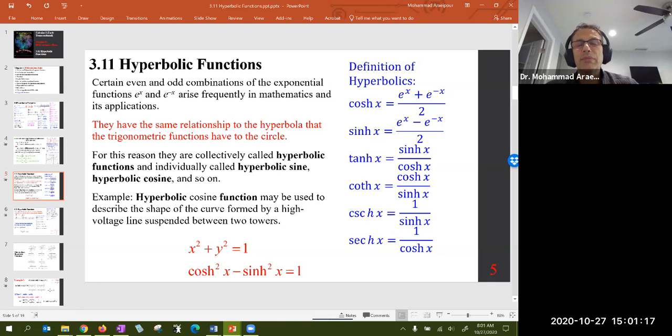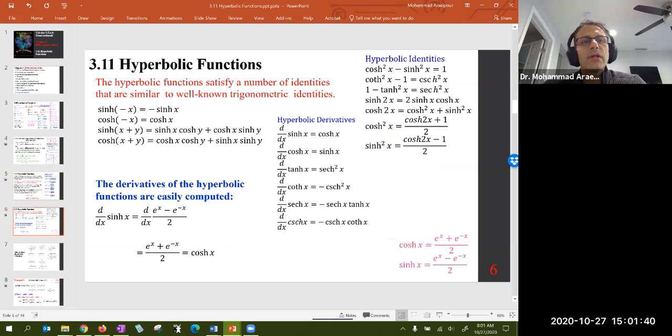Definitions that everybody, I believe, remembers. Cosh x is e to the power of x plus e to the power of minus x, divided by 2, and sinh x is e to the power of x minus e to the power of minus x, over 2. Then we have hyperbolic tangent, which is sinh over cosh, and so on. With that, we have a lot of identities that are similar to trigonometric identities.